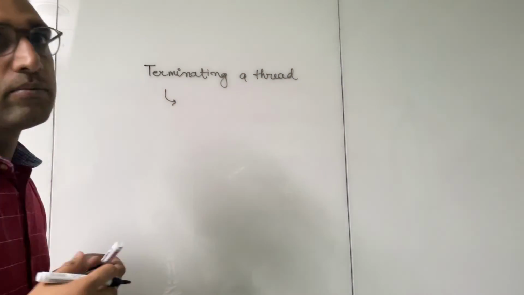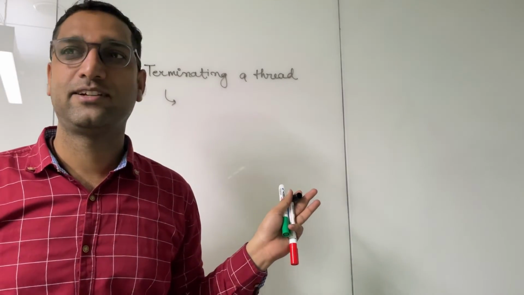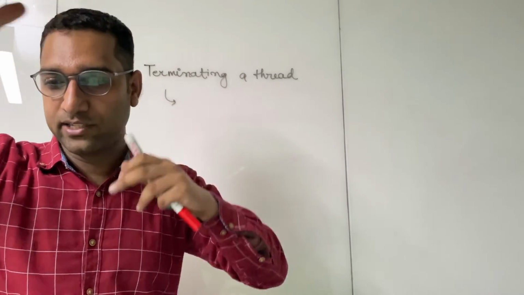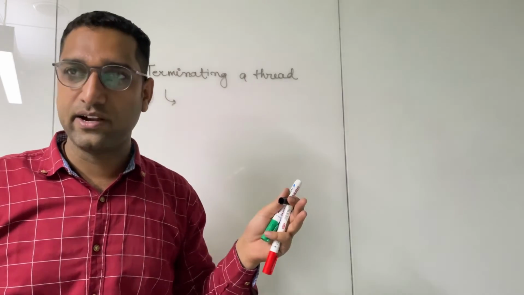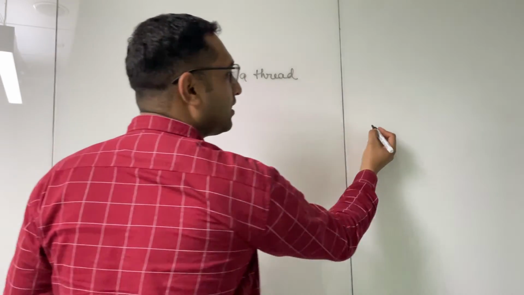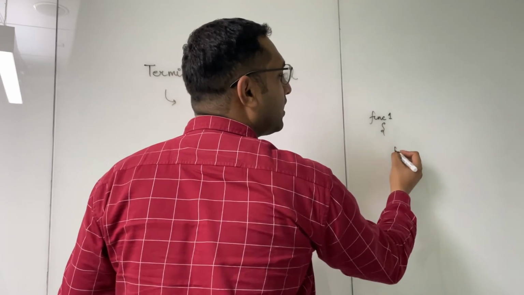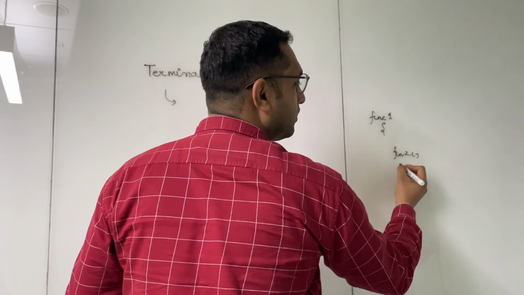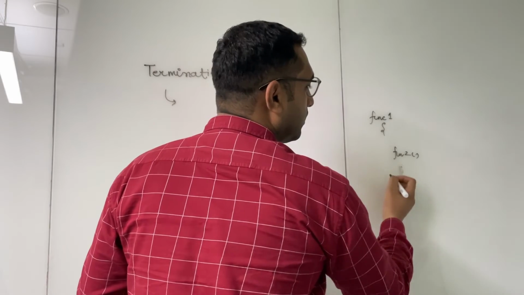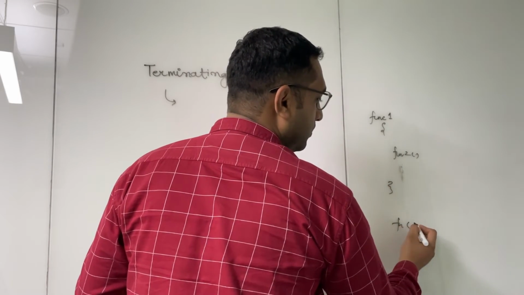One is by following its destiny. It serves its purpose. Whatever execution path was defined for it, it must have started from, let's say, function 1. It may have called another function, function 2. Then it may have reached function 2.